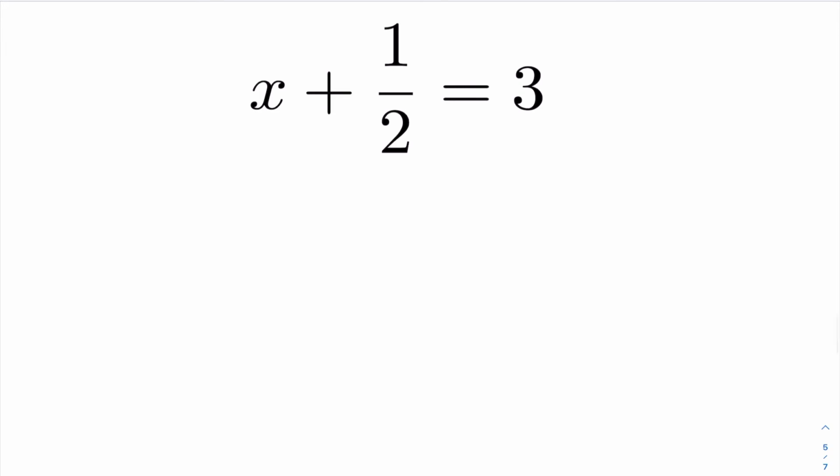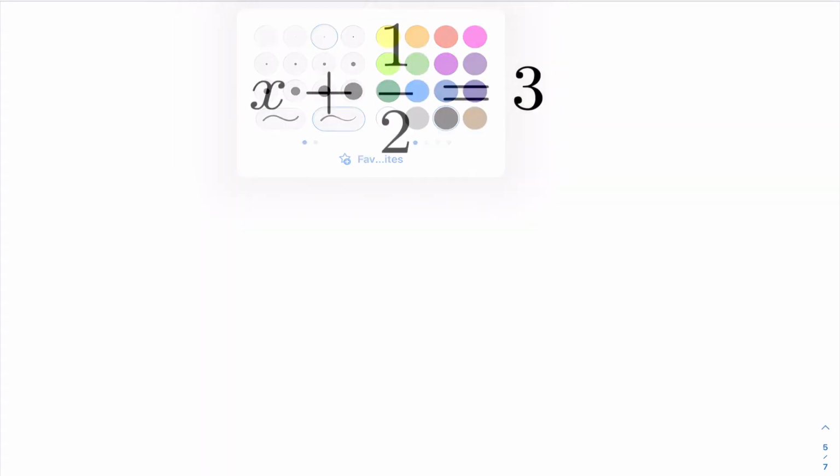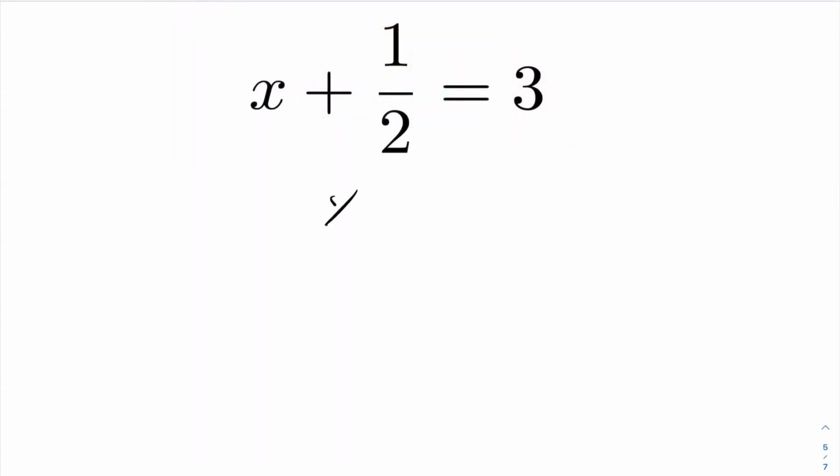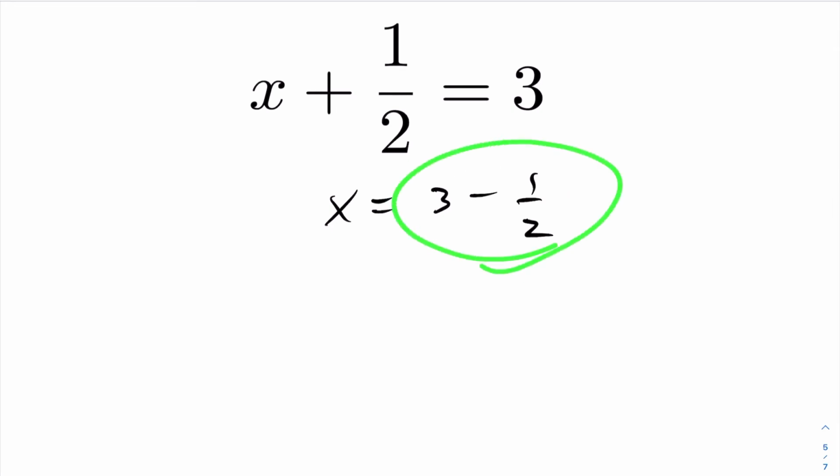For this example here, now you'll notice there's nothing connected to the x. There actually is a 1 in front, but again, we're not looking to eliminate that. We want to get rid of this half here. So I'm going to go ahead and subtract a half on both sides of the equation, giving us x equals 3 minus a half.